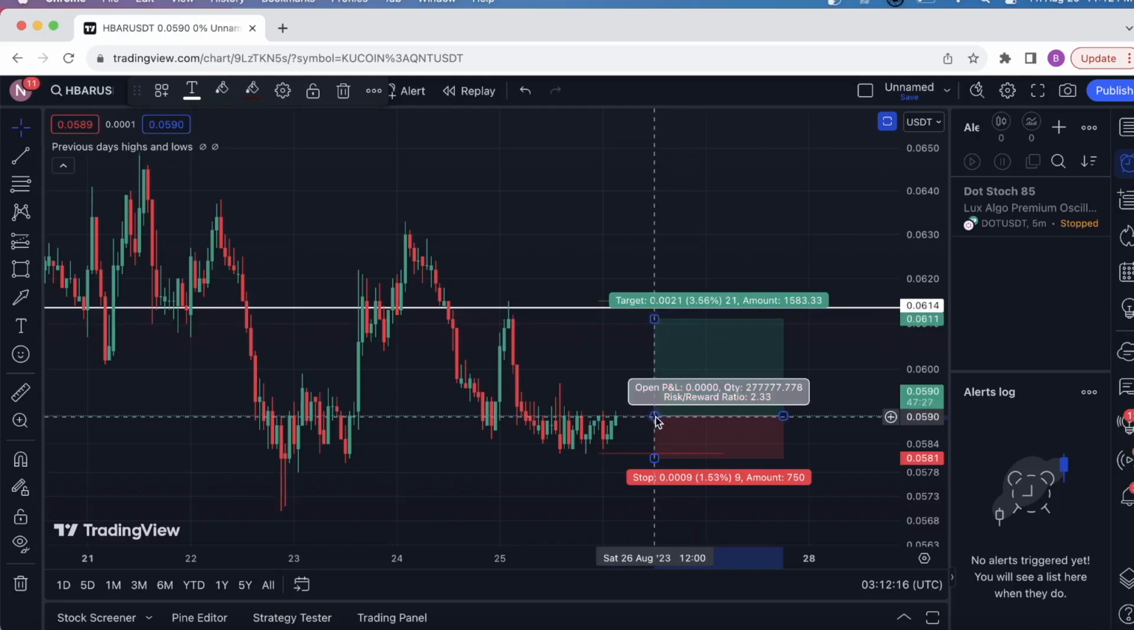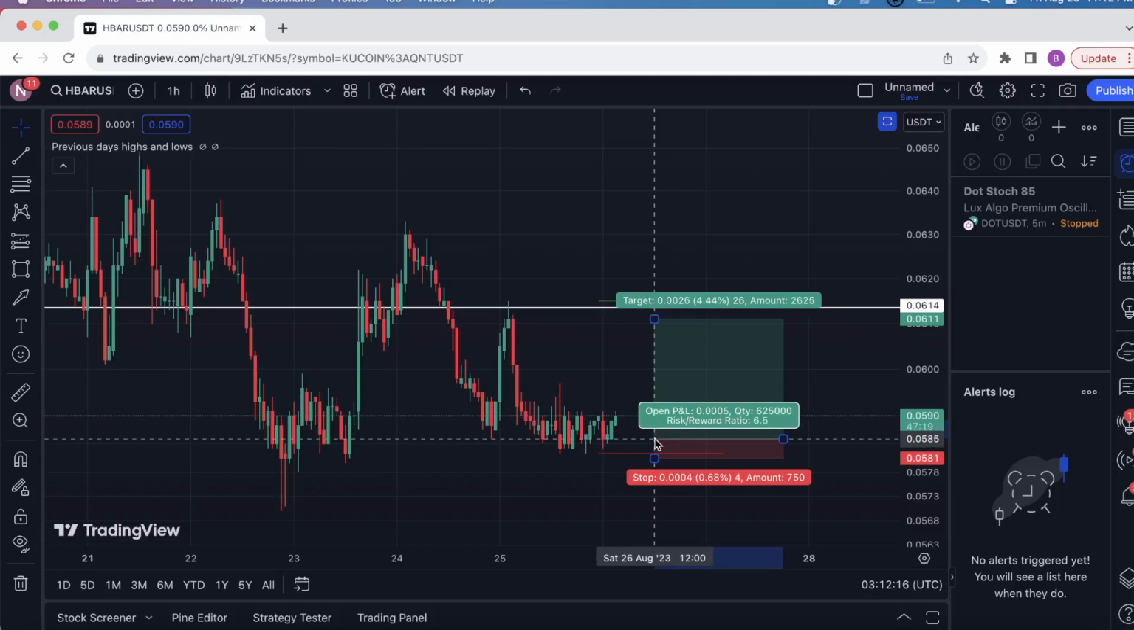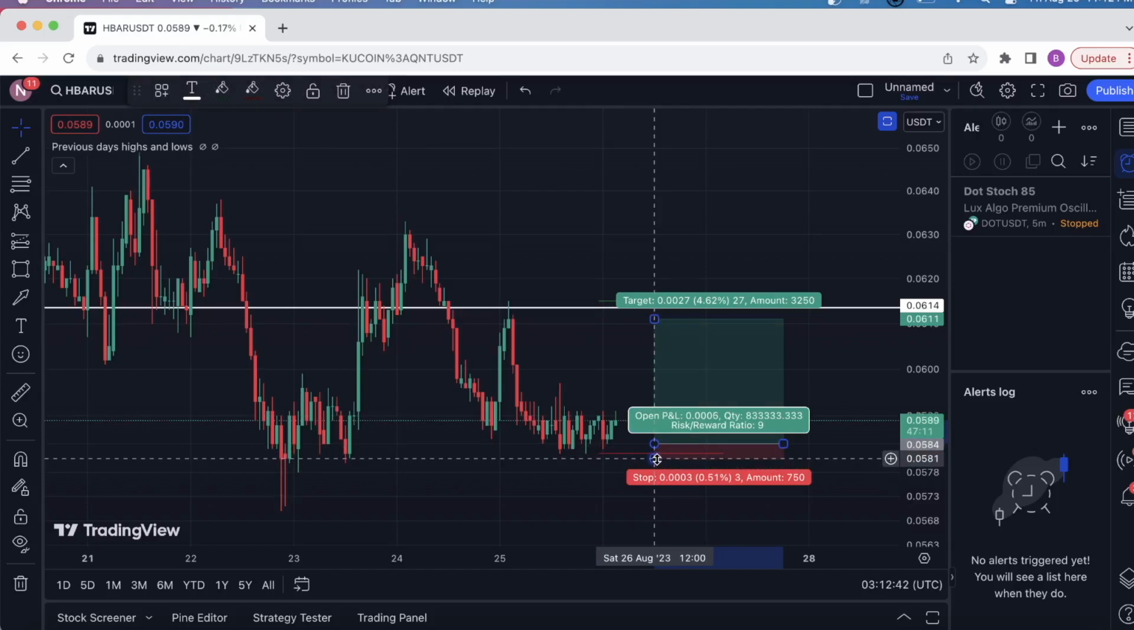What would be more ideal is if the price made its way back down here to the previous day low. That would allow me to get in with a tighter stop loss, so I wouldn't have to risk as much. So if I was able to get in right here, then I could enter the trade only risking 0.51% to potentially get the 4.62% to the upside. And this particular trade would give me a risk reward ratio of 1 to 9.